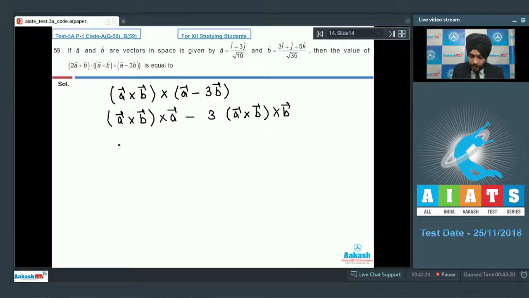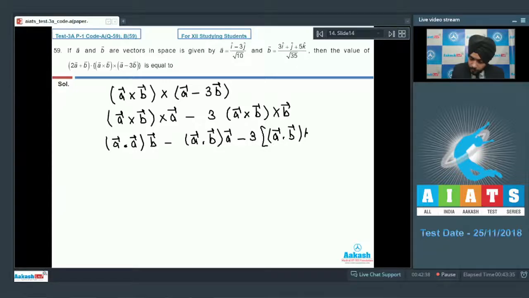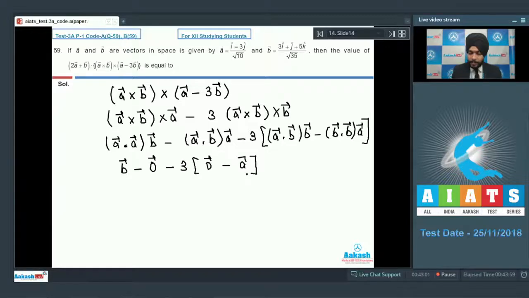So applying the vector triple product result, (a·a)b − (a·b)a − 3 times [(a·b)b − (b·b)a]. Students, you can very easily see that a vector and b vector both are given to be unit vectors. Also, you can observe that a·b is equal to 0. So we have a·a as 1. So b − 0 − 3 times (0 − a). So this curly bracket simplifies to 3a + b.